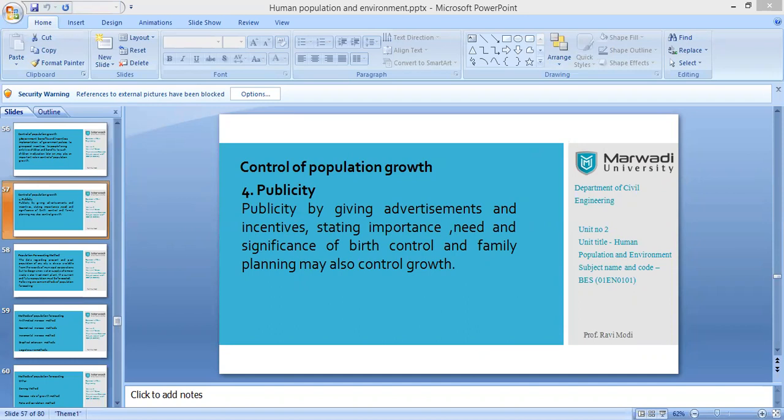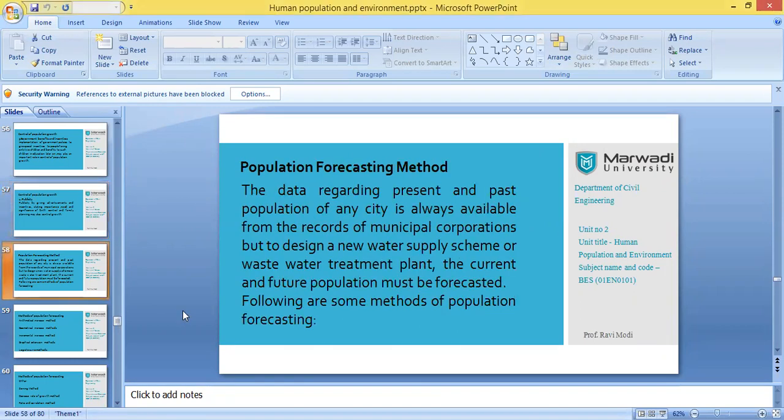Okay, so moving further, population forecasting method. Data regarding the present and the past population of any city is always available from the records of the municipal corporation. Even for Rajkot city, if you want the data of the present date and the past population, whenever the calculations have been done, that data will be available in the RMC department. Okay, so this data is important.